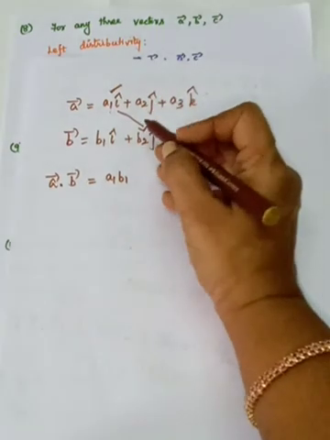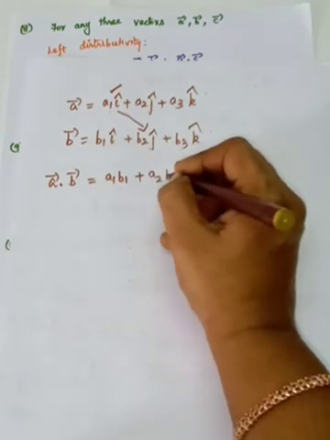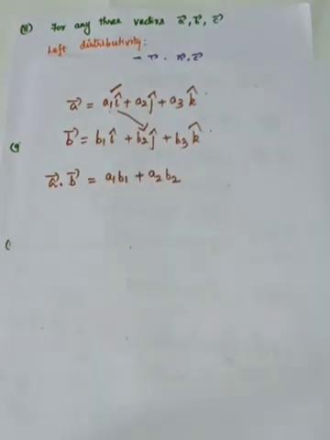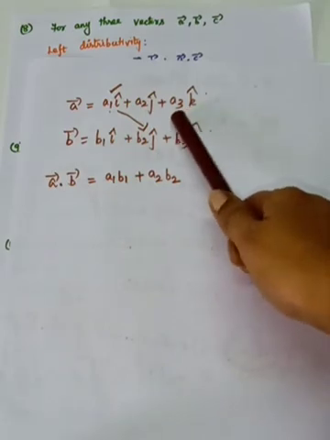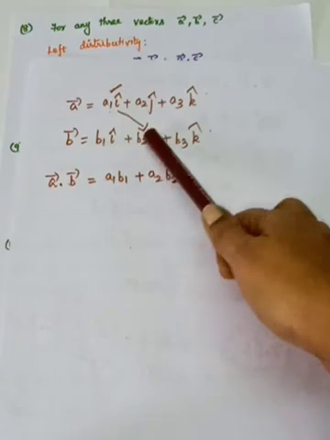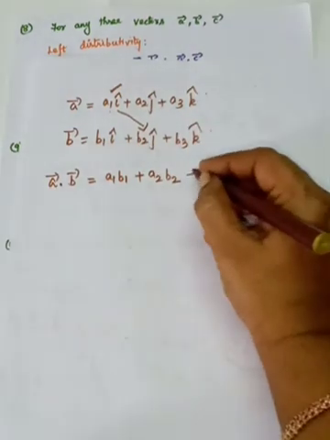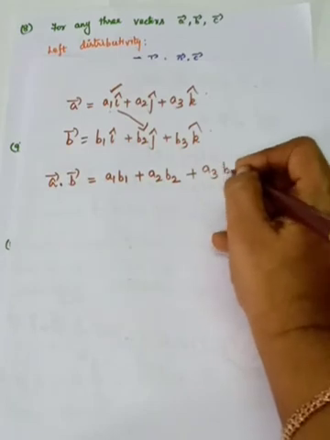So what scalar is involved? A2 B2. So plus A2 B2. Okay, and similarly, if you take this A3 K cap and multiply with this, these two are 0. Here K cap dot K cap is 1. So therefore you are having A3 B3.